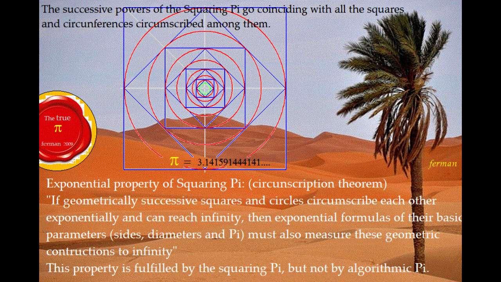Well then, all these squares and circles circumscribed between them to infinity should have the property, circumscription theorem, that any basic element of this structure, and in the form of an exponential formula, has a formula that is capable of measuring and adjusting all and each of the elements of all these circumscribed figures, one above the others. And yes, exponential formulas of my number pi can give us all the measures of the elements and circumscribed figures. Squaring pi website. But no, the current algorithmic pi does not comply with this property, and if it is applied, it moves further and further away from the correct measurement.